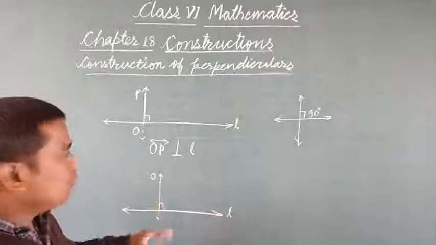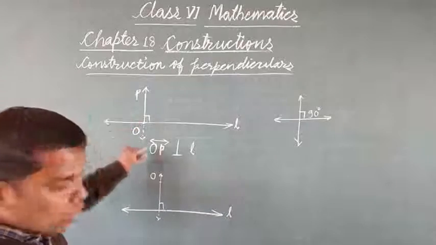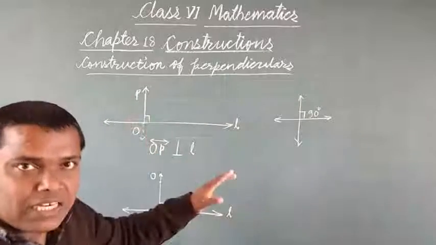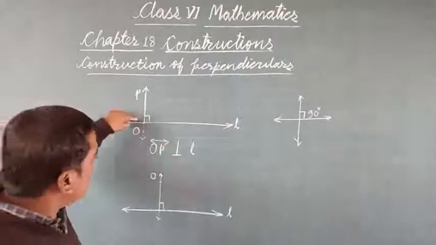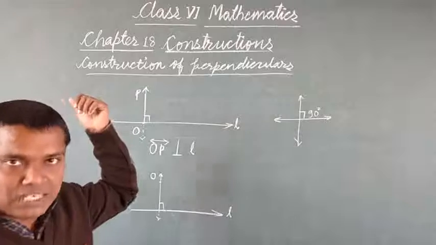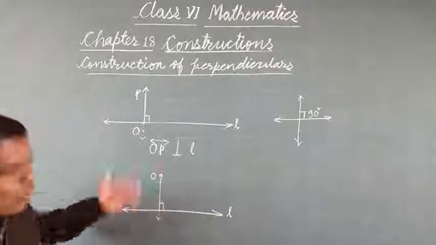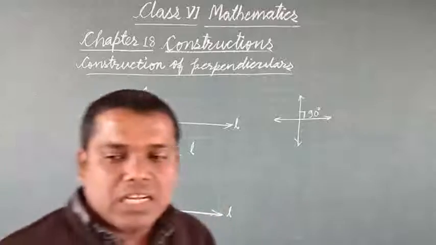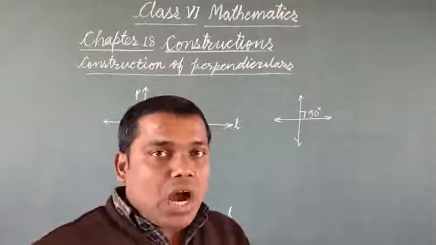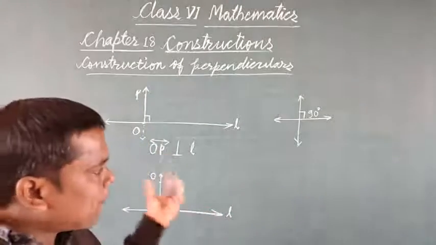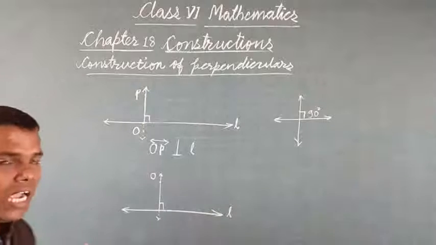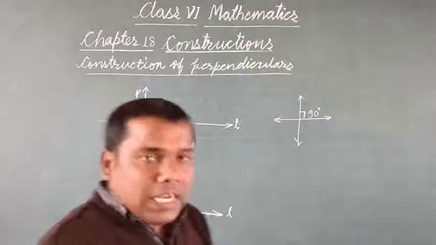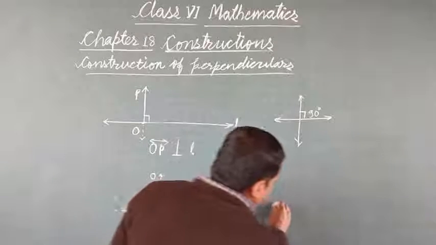So both cases you understood. In one case we drew a line perpendicular to the given line when the point is on the line, and in the other the point is outside the line. It can be this side also or this side also, with the help of a set square. Now I am going to tell you how to draw perpendicular lines with the help of a compass. Again, first of all, you will draw a line.